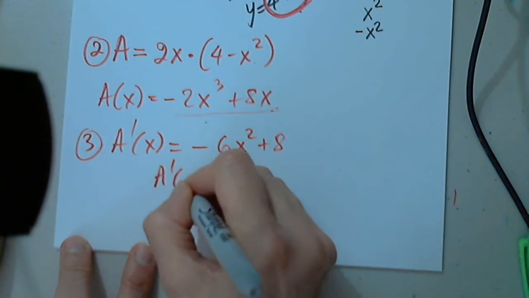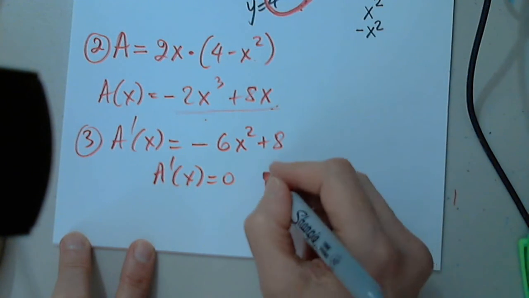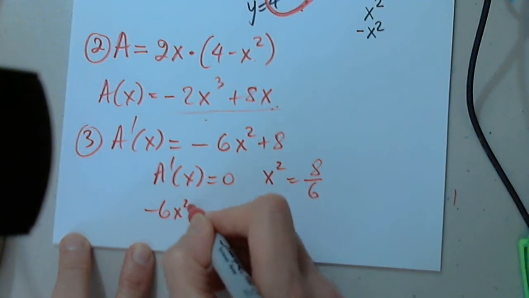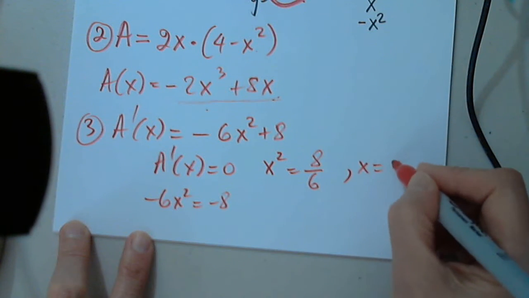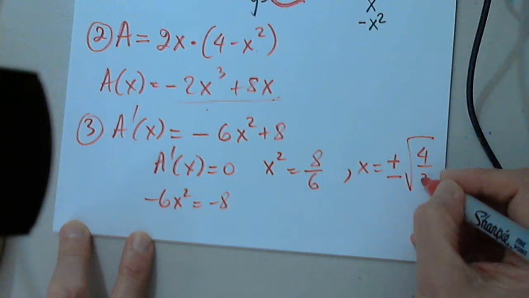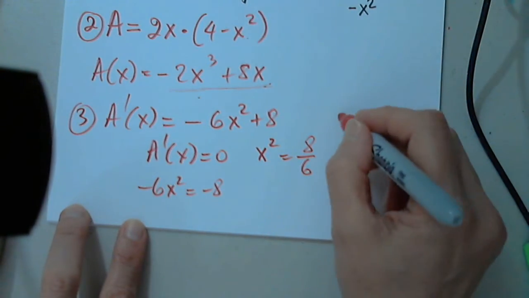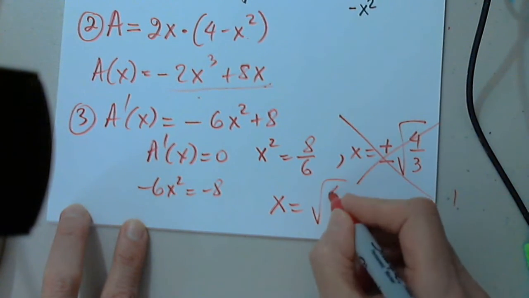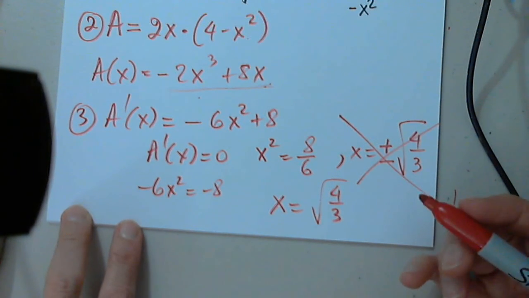I have, like before, to find a critical number. This is always defined. So x squared will be 8 over 6, right? Negative 6x squared equals negative 8. I divide. So this will be x equals plus or minus the square root of 4/3. And you can say, well, the length cannot be negative, and I will have to agree. So I will say x equals the square root of 4/3, because it's a length.